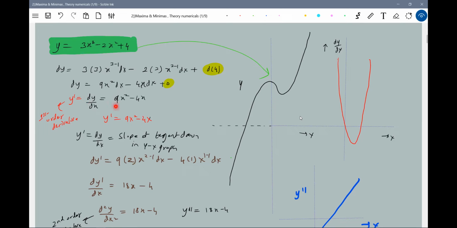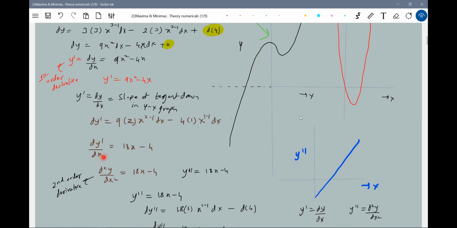So now dy by dx equals how much? This is it. So let me differentiate again. So dy dash equals 9 into 2 x to the power of 2 minus 1 dx minus 4 into 1 into x to the power of 1 minus 1 dx. So dy dash by dx is how much? 18x minus 4. If you find this difficult, you can write it as the second order derivative, d square y by dx square.